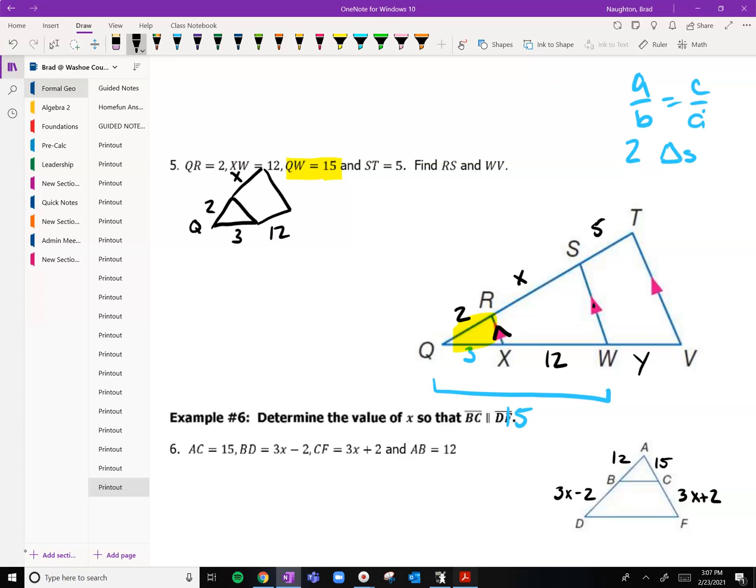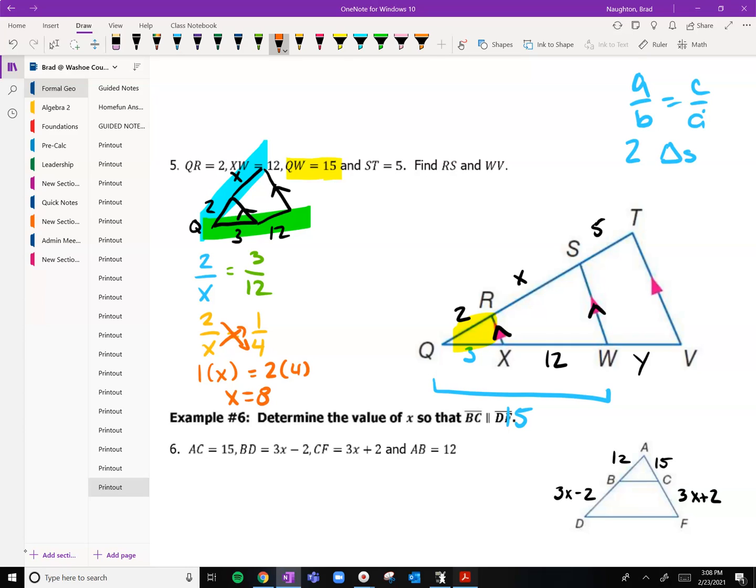So since these are parallel, I can go ahead and say, alrighty, let's do side to side. So this side is to this side. So 2 is to x as 3 is to 12. We're going to reduce this, so 2 is to x, and then 1 is to 4. Cross multiply, 1 times x, and then 2 times 4 going this way. So x is going to be 8.